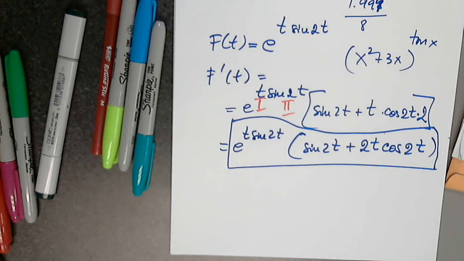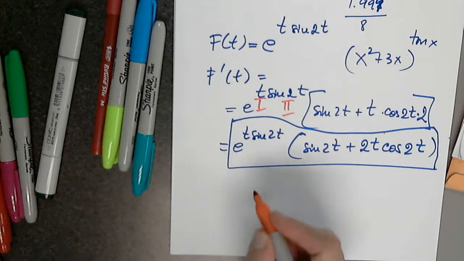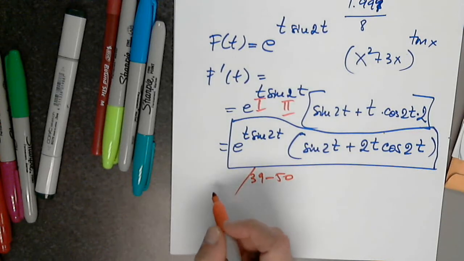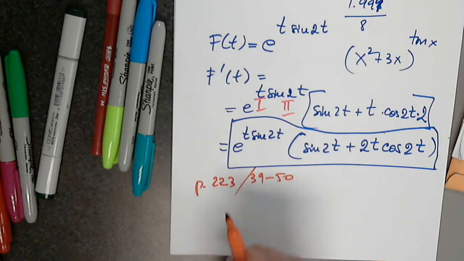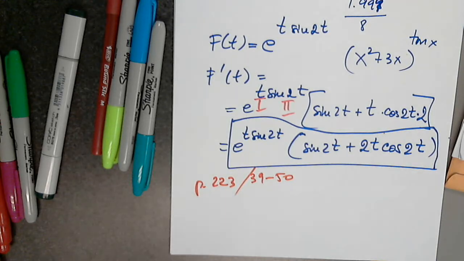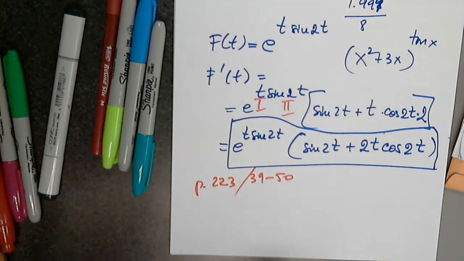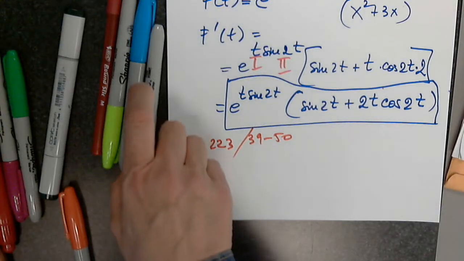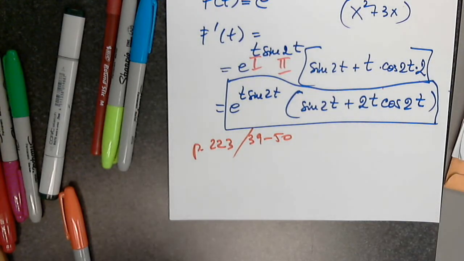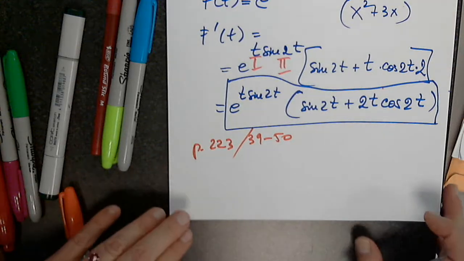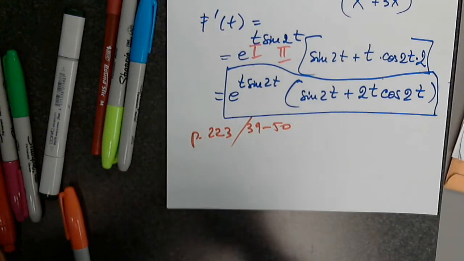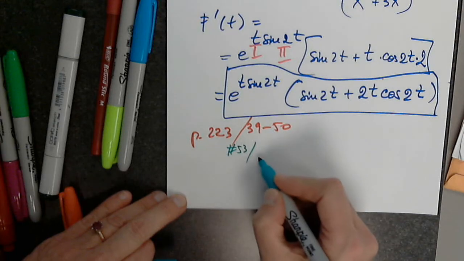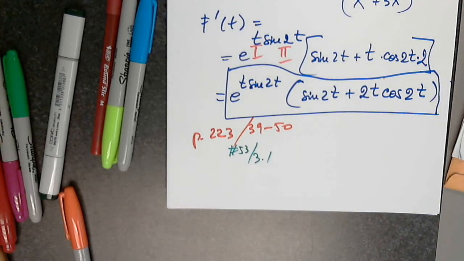Or they are on page 223, problems 39 through 50. From section 3.1, you tell me what you want, and I'll go to that. Choose any problem you would like to. It's number 53, page 223, Section 3.1. Perfect, that's good enough. Okay, so let's take a look.